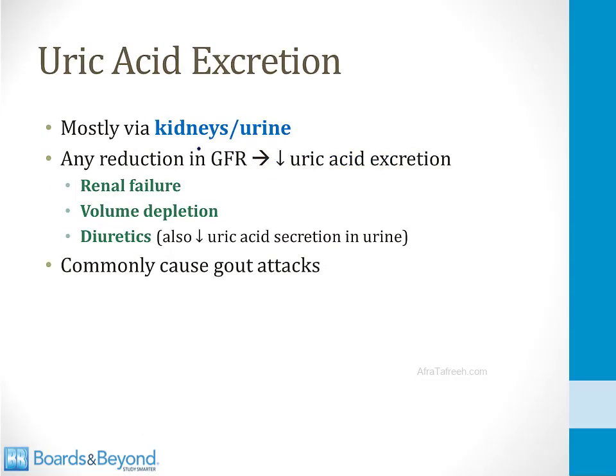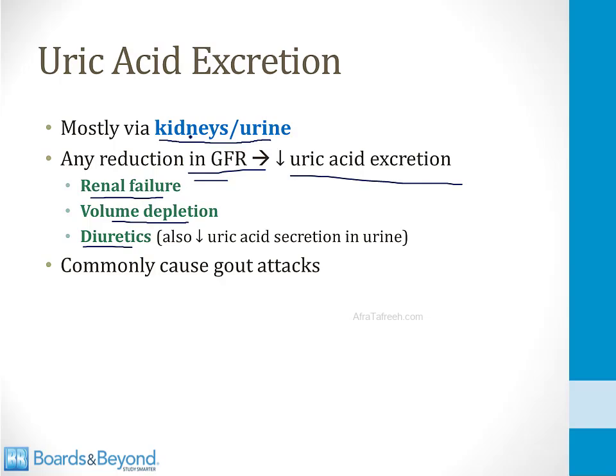Now let's talk about some causes of secondary gout. So uric acid excretion is mostly via the kidneys and urine, and if you understand this, then it's easy to understand a number of the secondary causes of gout. Anything that lowers the glomerular filtration rate will lead to less uric acid excretion, and this can lead to an attack of gouty arthritis. So patients with renal failure commonly develop gout. Patients who are volume depleted have a decreased GFR, and they can develop gout. And then finally, patients on diuretics commonly develop gout.